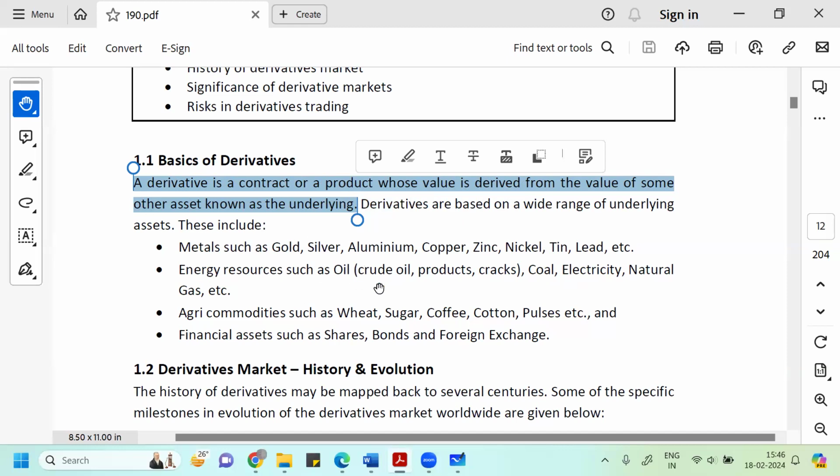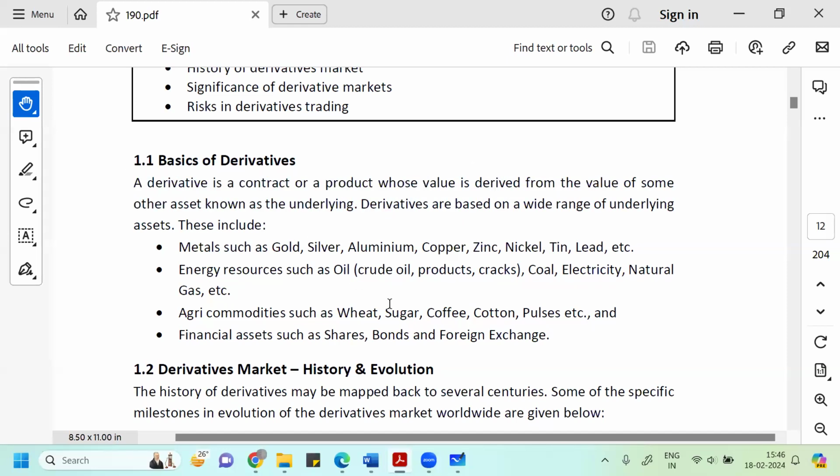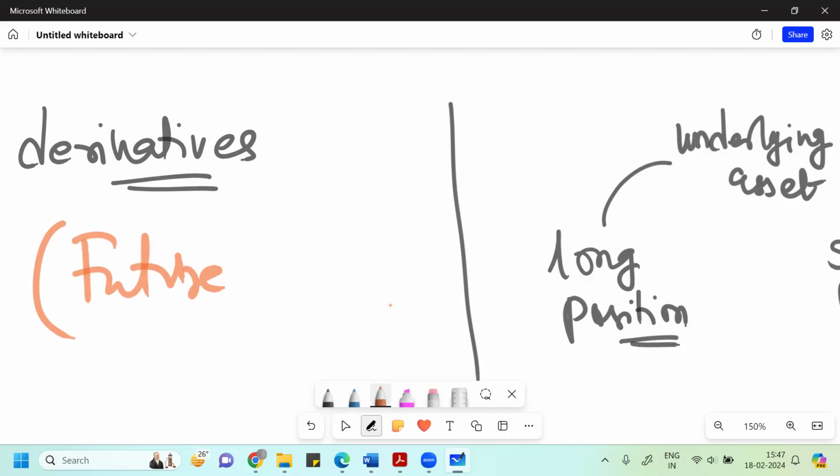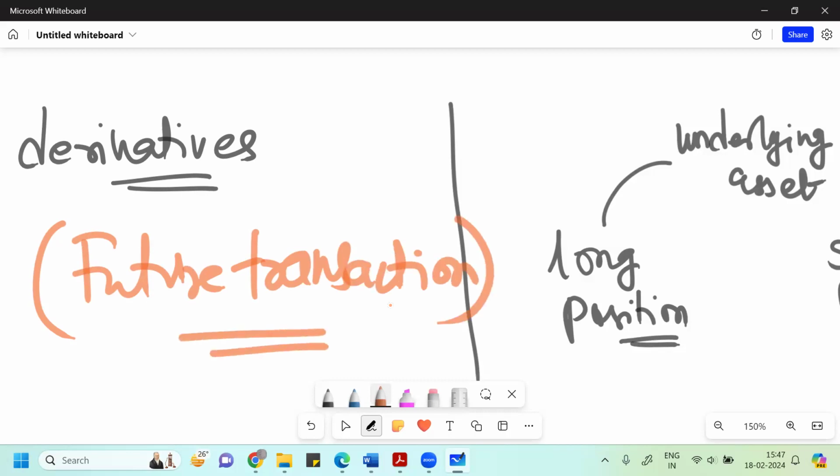I hope this much is clear, a little bit clear. I don't think it would be too clear or that you would have understood everything by this time, but for the time being I can give the benefit of the doubt, assuming you have understood something. In the case of derivatives, we are talking about a transaction which we'll do in the future, but based on the present determined condition.